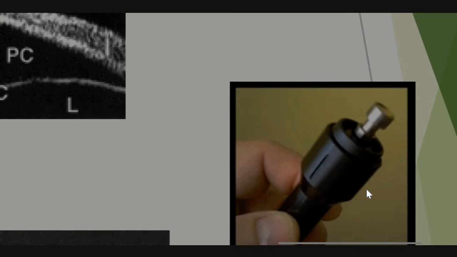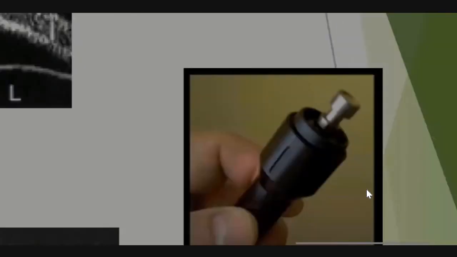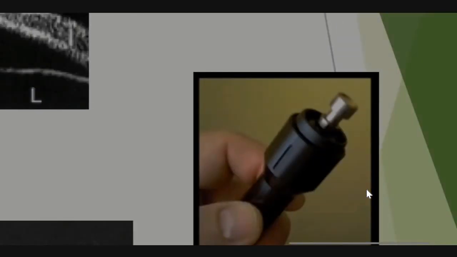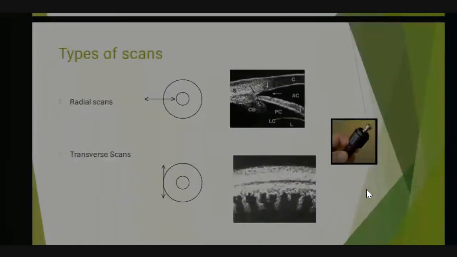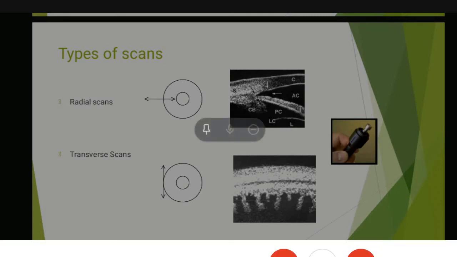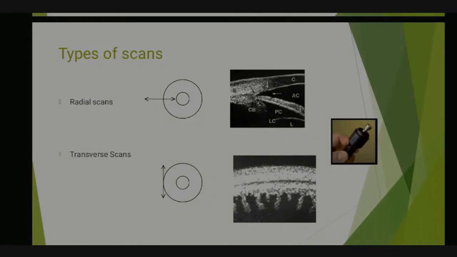There will be a small red dot on this probe. Based on that, we place that dot over the limbus. That defines the direction of the clock hours which we are going to scan. The dot indicates which clock hour we are scanning. For the radial scans, the probe will be placed perpendicular to the limbus.